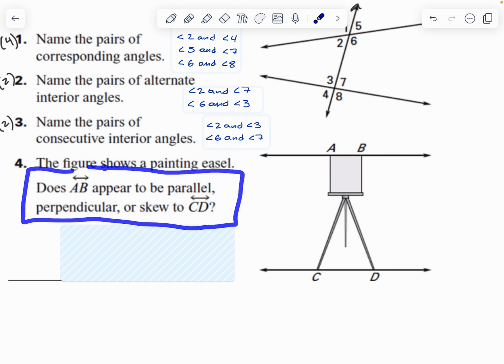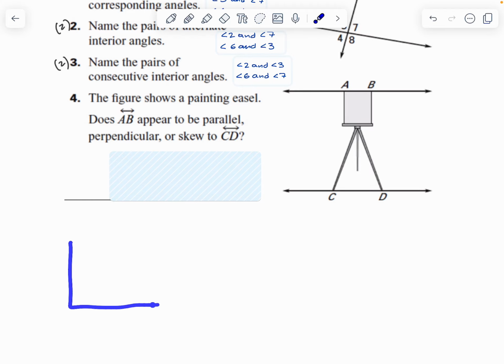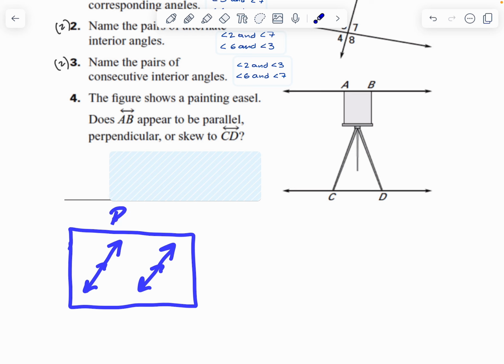Does line AB appear to be parallel, perpendicular, or skew to line CD? Here's line AB, and here's line CD. Now, one thing you can tell me right away, are these lines ever going to intersect? Probably not. So right away we can cross perpendicular off our list. That's the only type of lines out of parallel, perpendicular, and skew that intersect each other. This one's tough to see. But if I have two lines that are on the same plane and they do not intersect, those are my parallel lines.